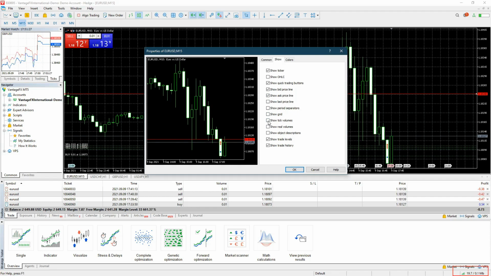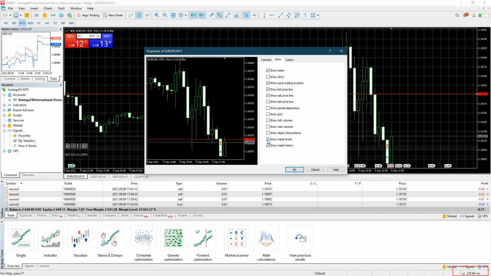Then you want to see the tick volumes. So now what you see down here basically just shows you how active a particular candle is. It's not necessary, so you may not always have it there. So yeah, okay.